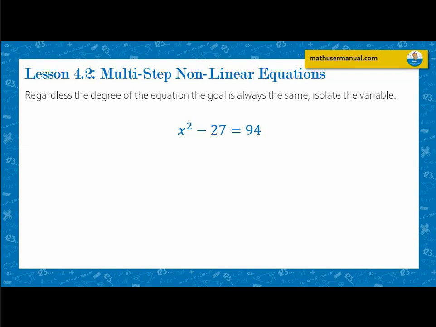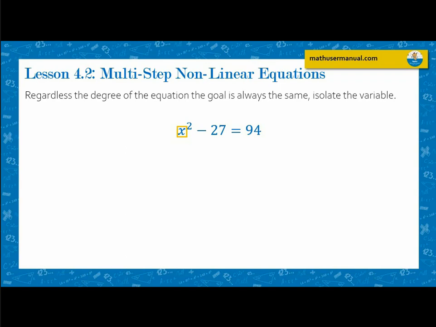We know not every equation is going to be a one-step nonlinear, like the simple equations we solved in the previous lesson, in lesson 4.1. So let's practice how to solve for x when the nonlinear equation requires more than one step. As usual, the goal is to isolate the x. We want that x to be completely by itself.